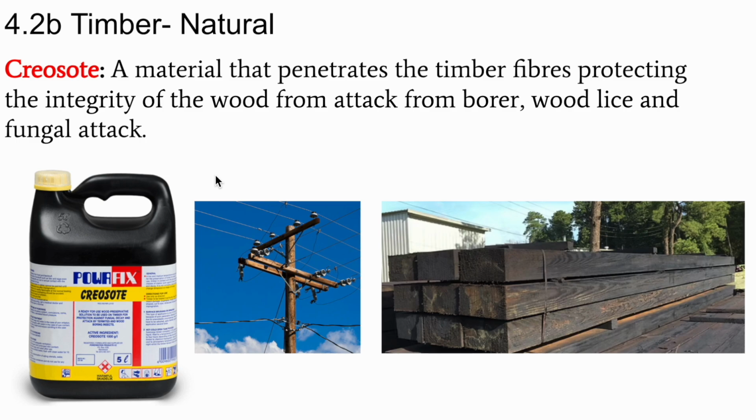Now, creosote is a material that penetrates the timber fibers, and they protect the integrity of the wood from attack from borers, wood lice, and fungal attack. And generally, you're going to use creosote on things like railroad ties. So these are the things where you put these in the ground and then you run the metal rails of a railroad over top of them. Or, for instance, an electrical pole or a telephone pole. You're going to treat this with creosote. It's generally not something that you're going to put in like your house. You might have it out in your yard because it will protect the wood from these other attacks from organisms.